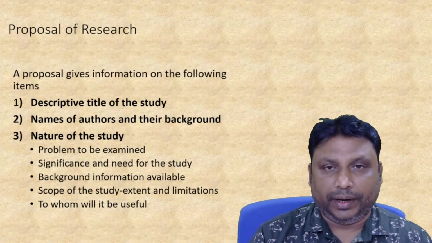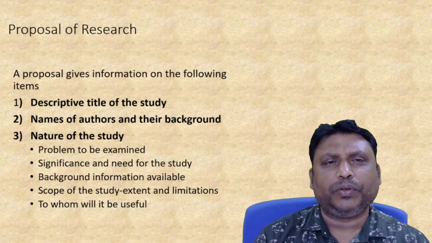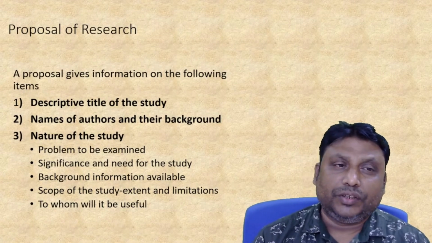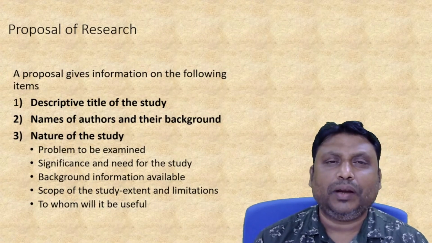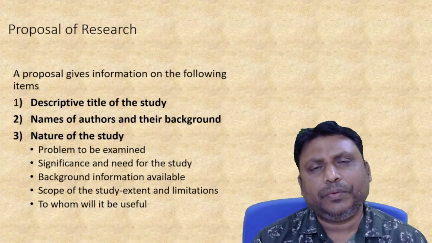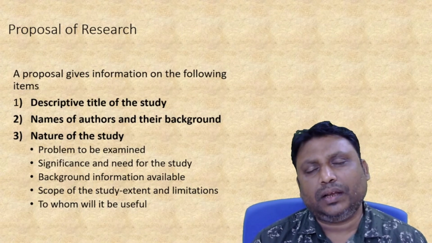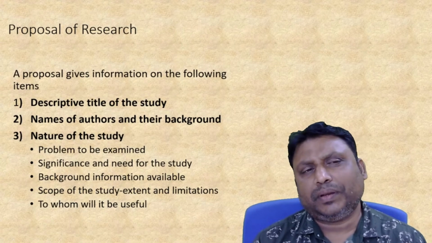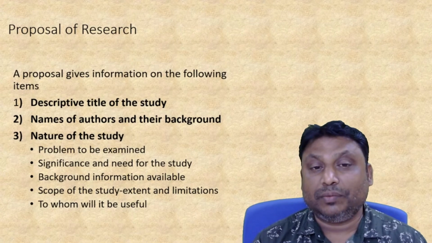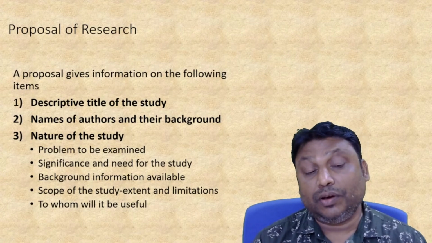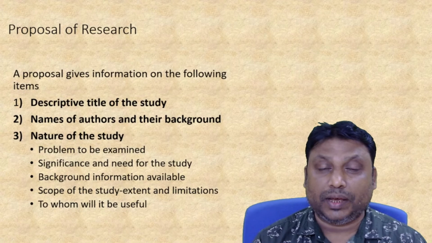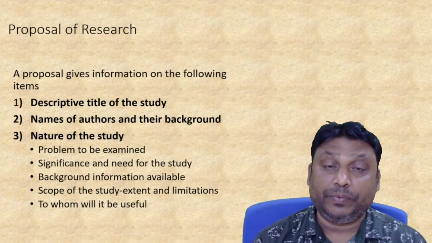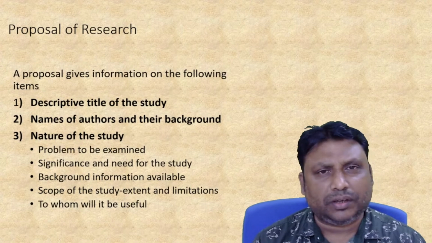Now this is very, very important. When you are preparing a proposal for any research, this proposal is very, very important. Generally, if you don't want to write the research proposal yourself, a third party can prepare it, and accordingly you have to do your research work. This research proposal gives information on the following items. Without this information you cannot write the proposal. When you are preparing the research proposal, it should be correct and systematic. If your proposal is wrong, your entire research process is wrong also.